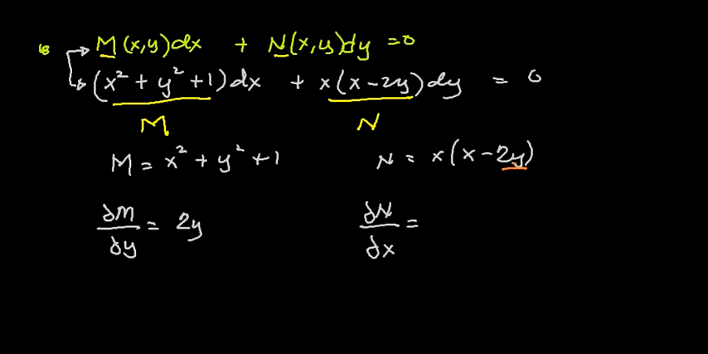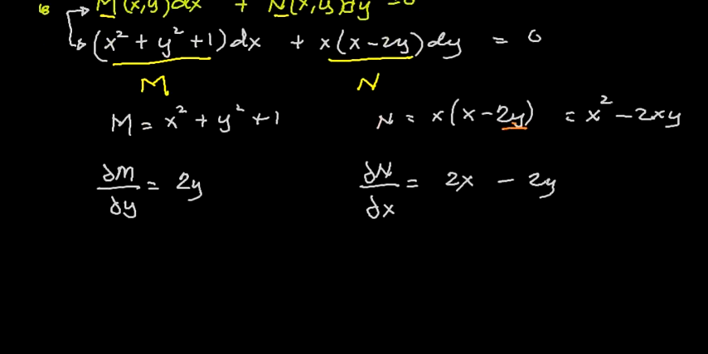You can simply distribute it first. You have x squared minus 2xy, then take the derivative, or you can just take the derivative of this form directly, whatever you want. Having this, we have 2x minus 2y. So the partial derivative of N with respect to x alone is just 2x minus 2y, by making y constant.